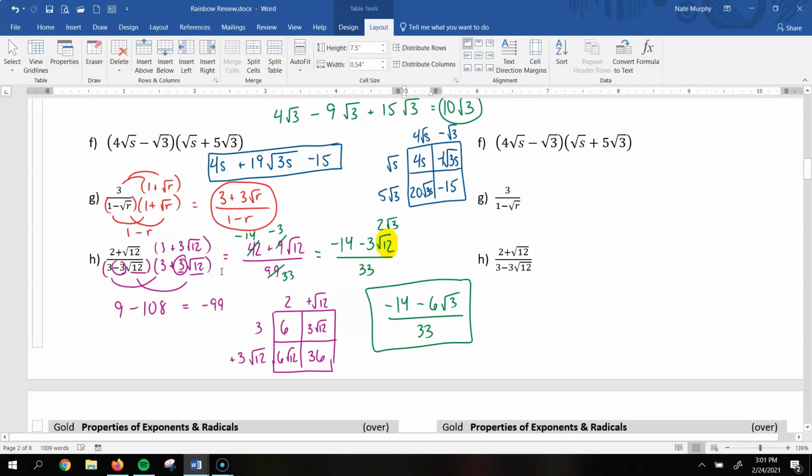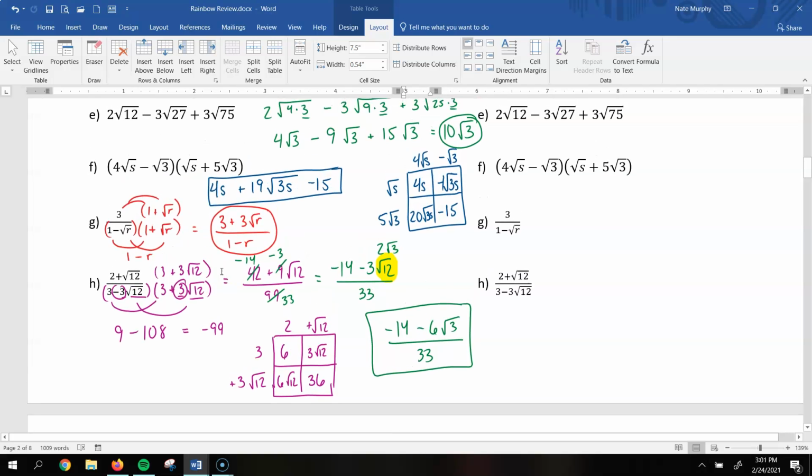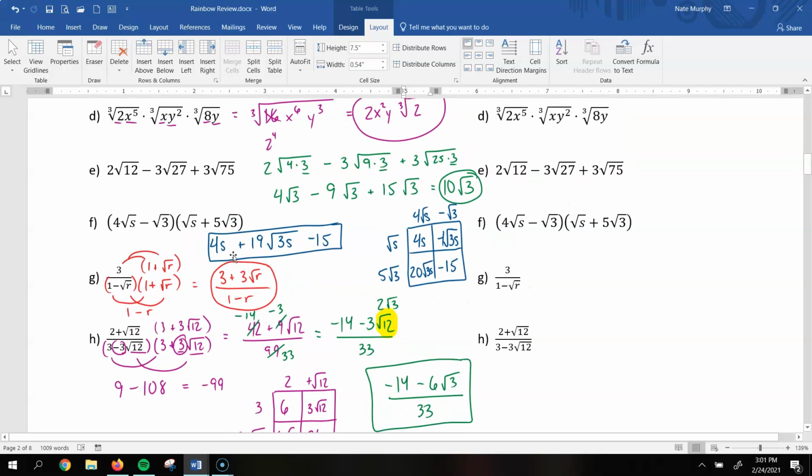All right, so that brings us to the end of the pink section. That was a longer section, so hopefully that answered any questions that you had.